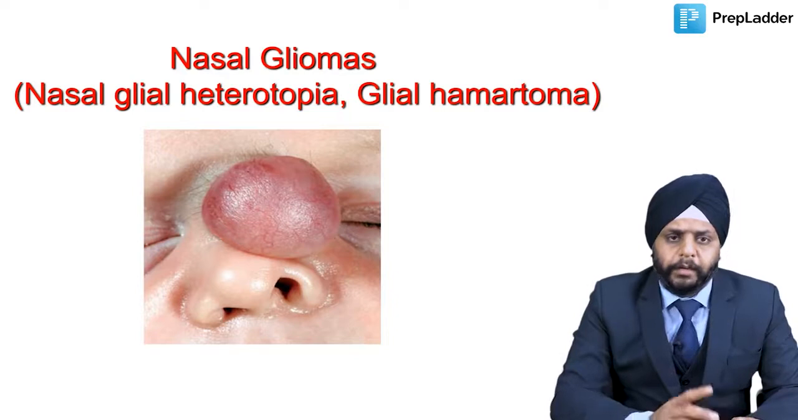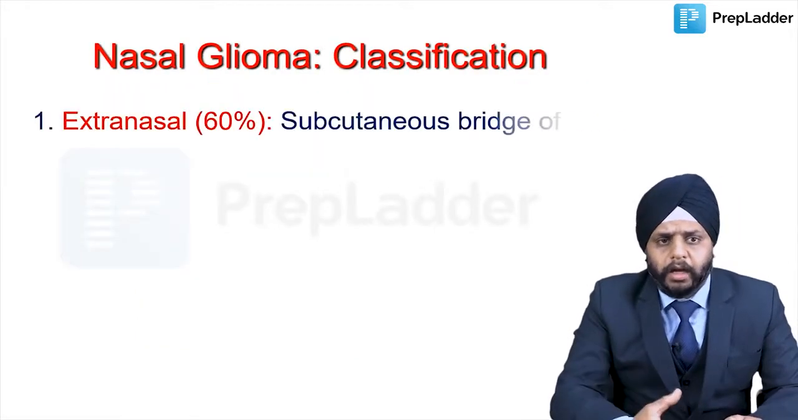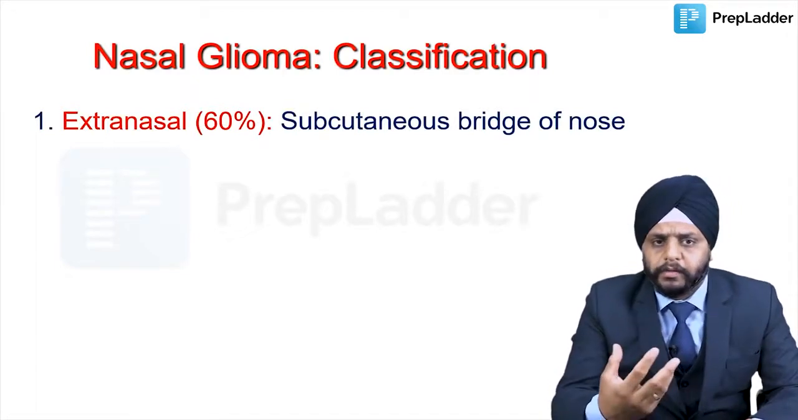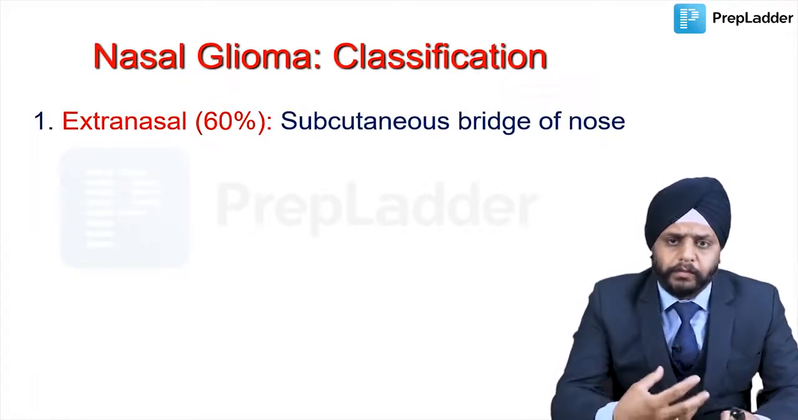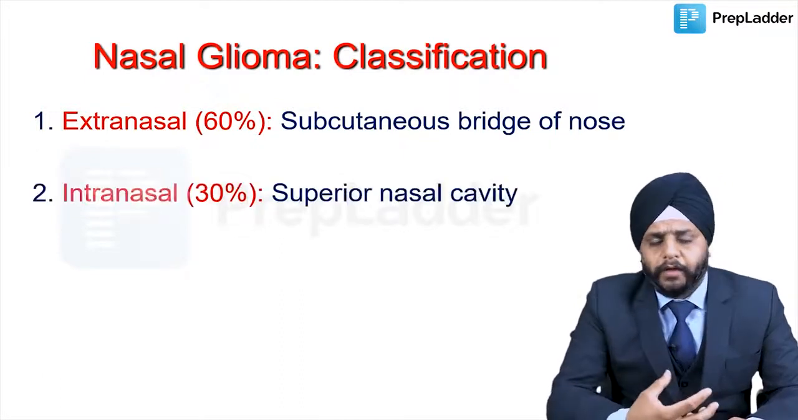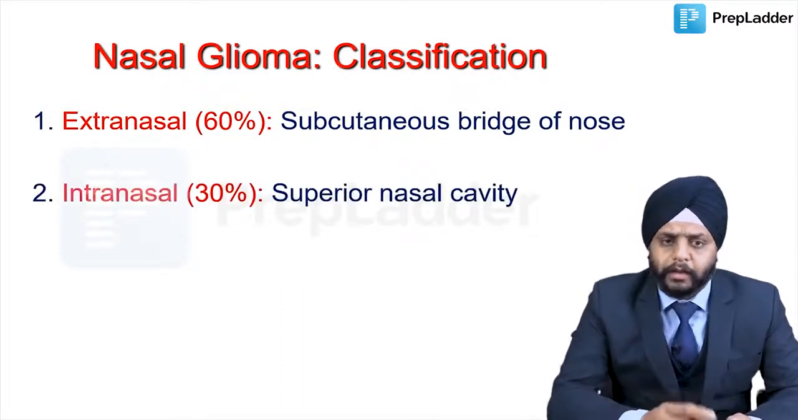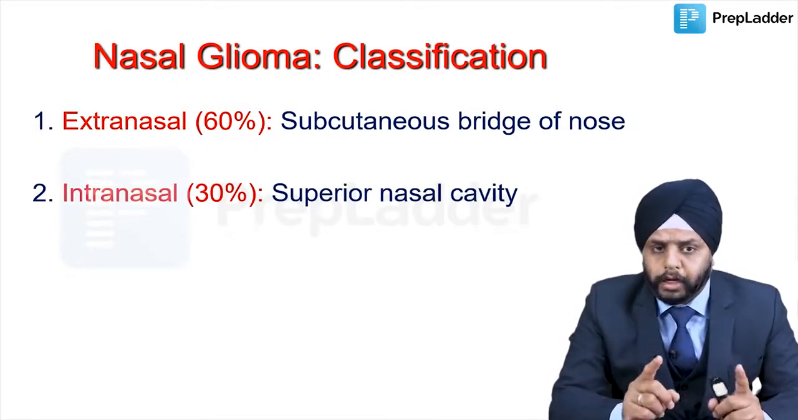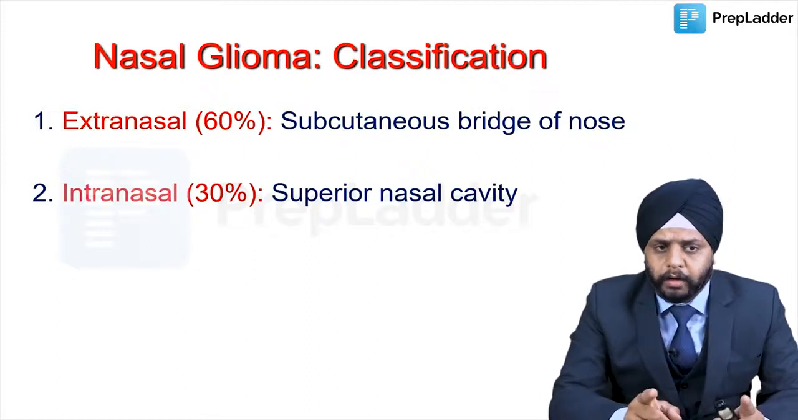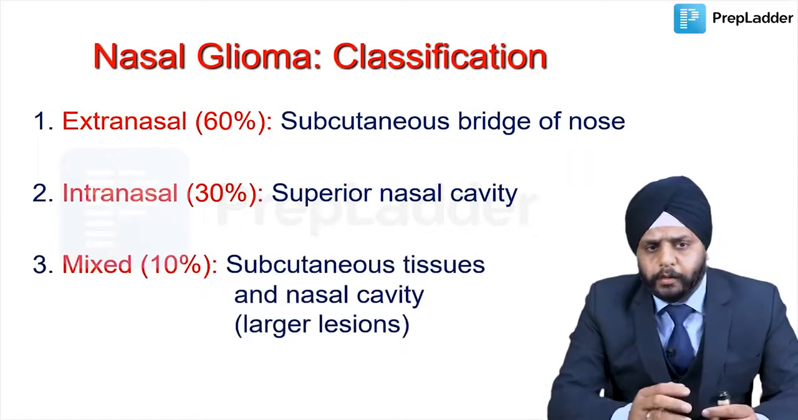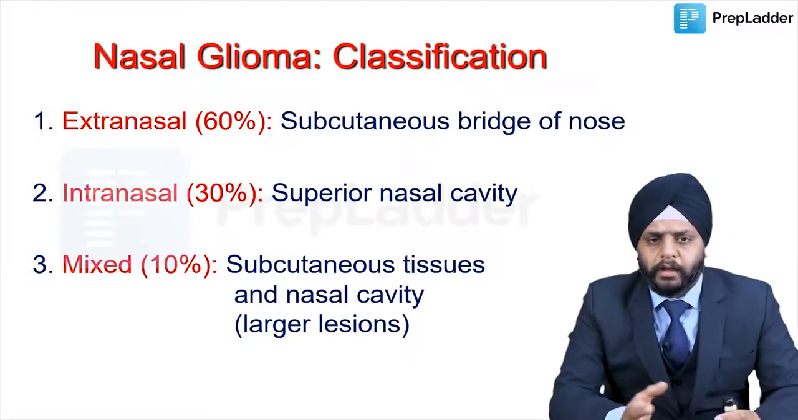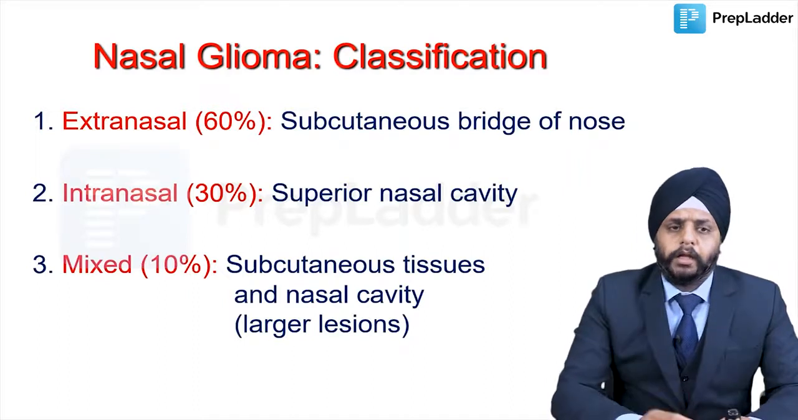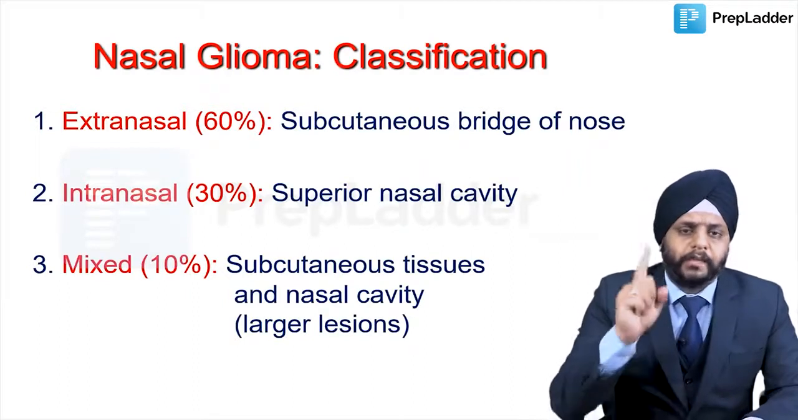So, patient can present with a mass, the nasal glioma. It can be extranasal. Almost 60% cases are extranasal, and as you can see, it is a subcutaneous mass on the bridge of the nose, or we can have an intranasal one in the superior nasal cavity. As I was telling you, if there is a polyp, do not try to pluck it in a newborn or an infant, right? And it can also be a mixed mass, both intranasal and extranasal, and these are generally very large lesions.